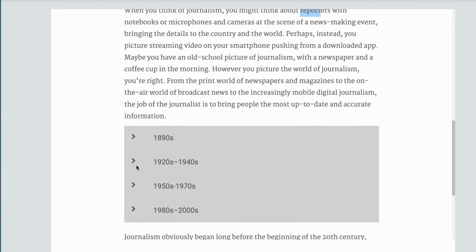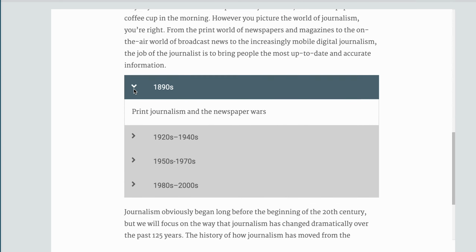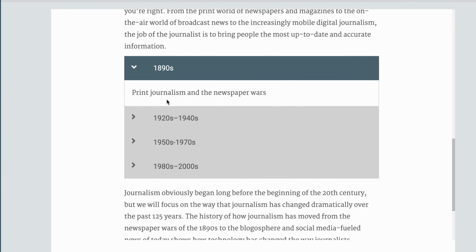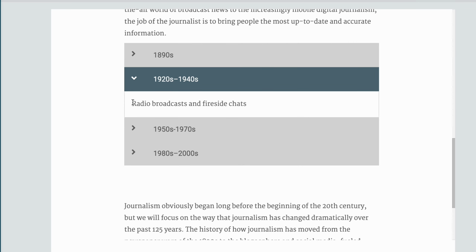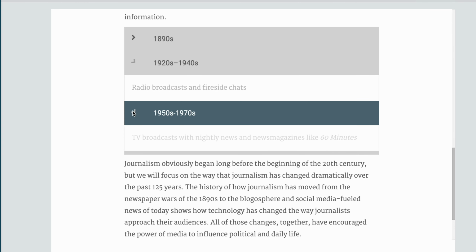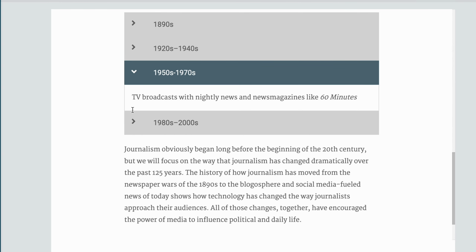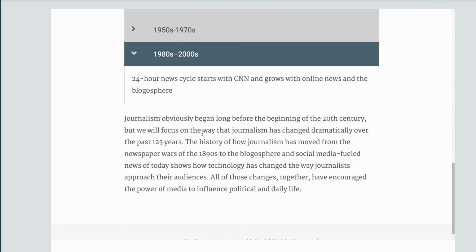And here we have some of the major trends that happened in journalism. So we can say that during that period of time, printed journalism and newspapers appeared, and then we have the wars between different newspapers. Then during the 1920s to the 1940s, we have radio broadcasting and fireside chats. In the 50s to 70s, we have TV broadcasting. And then nowadays, we have the 24-hour news cycle and CNN growing.